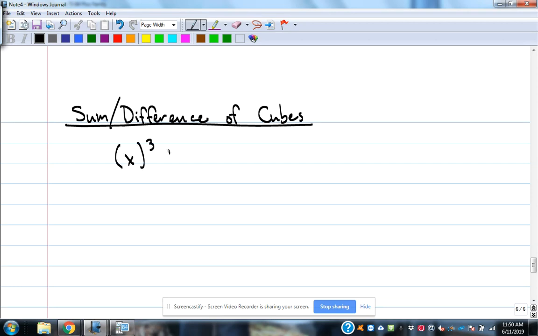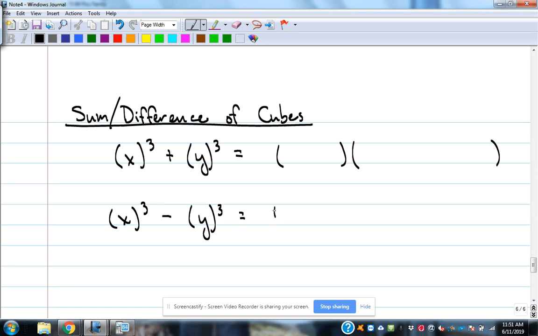If we can cube something or rewrite it, it's kind of the same idea as the difference of squares. A sum of cubes has a plus sign between them. The difference of cubes has a minus sign between them. The way the pattern works is you've got a short piece and a long piece. If I can rewrite it as a sum of cubes like this, the short piece is going to be the same. So if this were like x cubed plus 3 cubed, it would be x plus 3.